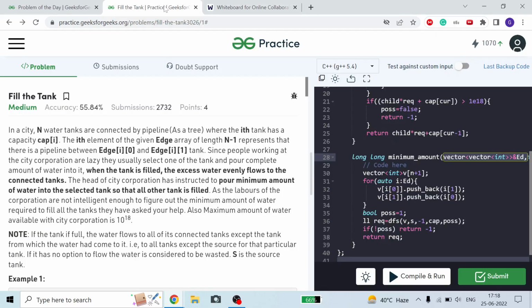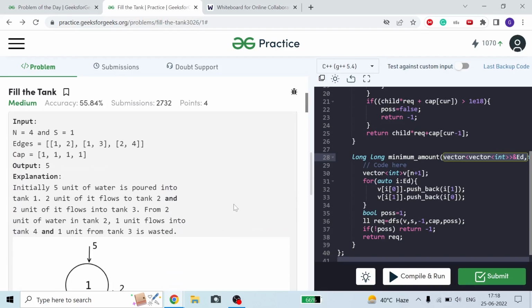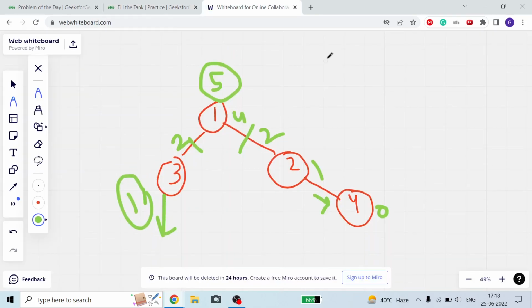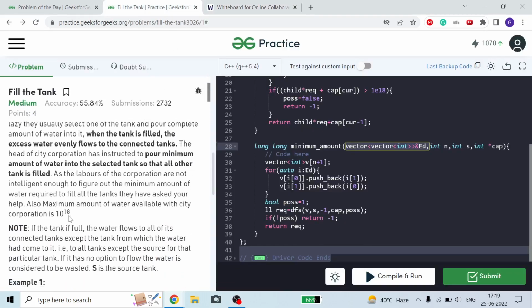Okay guys, now let's see how we will proceed with this problem. One way of doing this problem is using binary search. We know the minimum amount of water we have to pour is 1, because there is at least one node and the minimum capacity should be 1. Now the maximum limit is 10 raised to the power 18, as it is given to us, the maximum amount of water available with the city corporation.